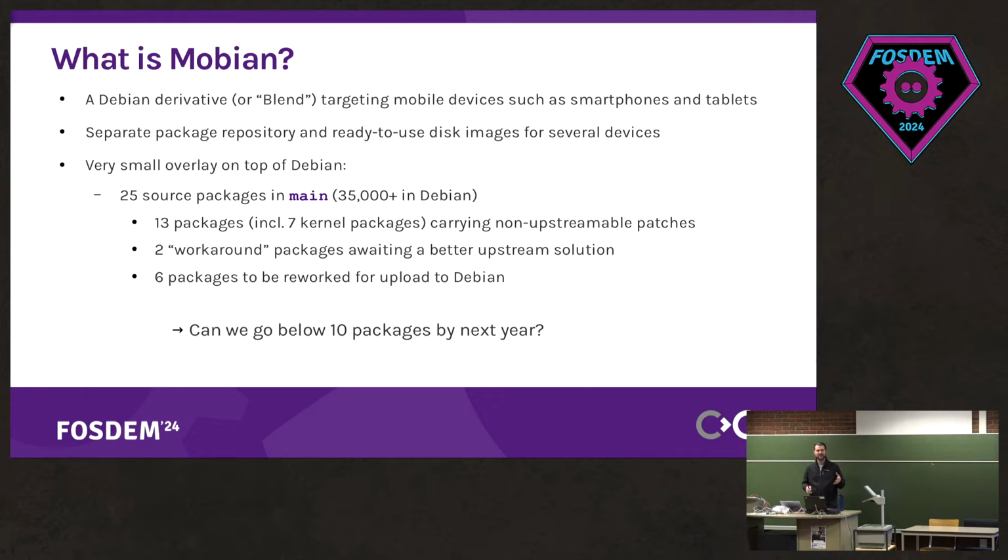And finally, we have 6 Mobian-specific packages which are to be reworked to be included in Debian itself, so we can lower the impact and the footprint of Mobian. So we hope that we can get below 10 packages by the end of next year. We'll see if we make it, but that's our end goal for now.